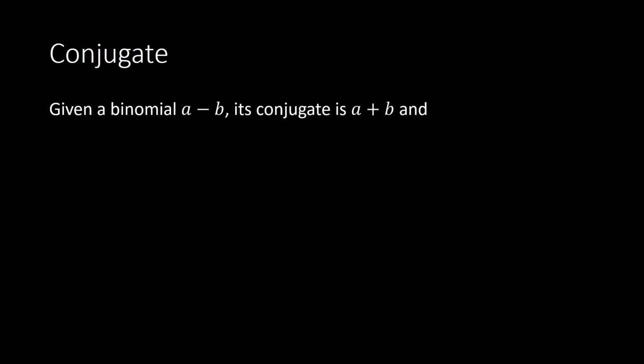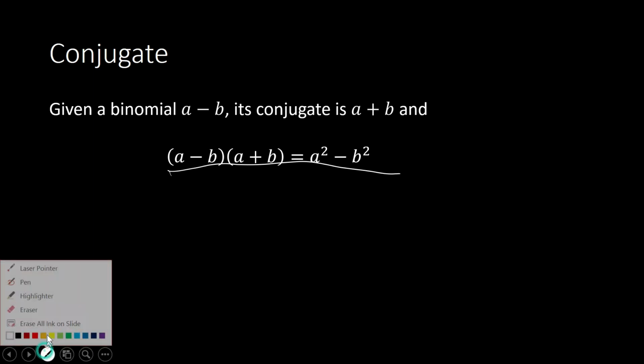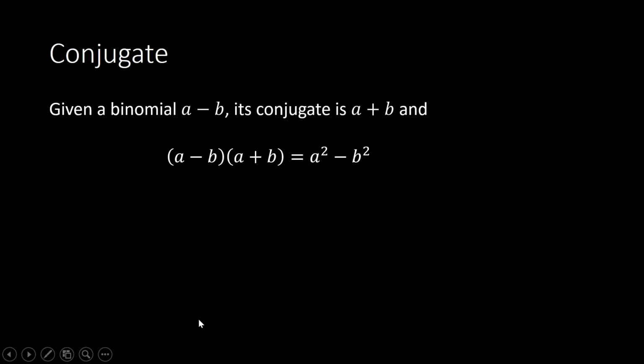Given a binomial a minus b, its conjugate is a plus b, and a minus b times a plus b is equal to a squared minus b squared. So this is just the result of your multiplication, or maybe you can still recall that this is part of your special products. And the reason why I am introducing the notion of the conjugate is because this is going to be very helpful when we meet indeterminate forms in evaluating the limit of radical functions.